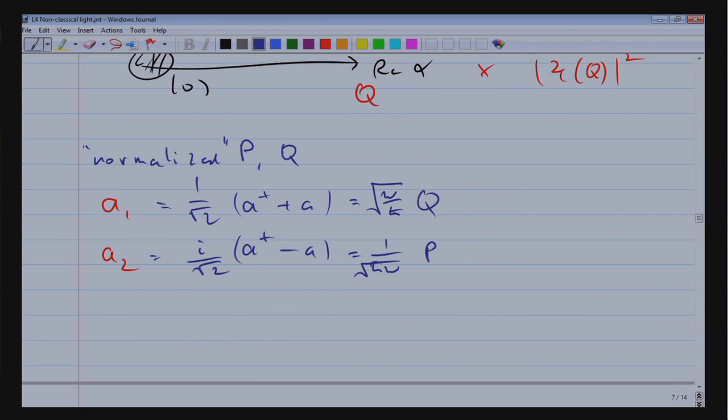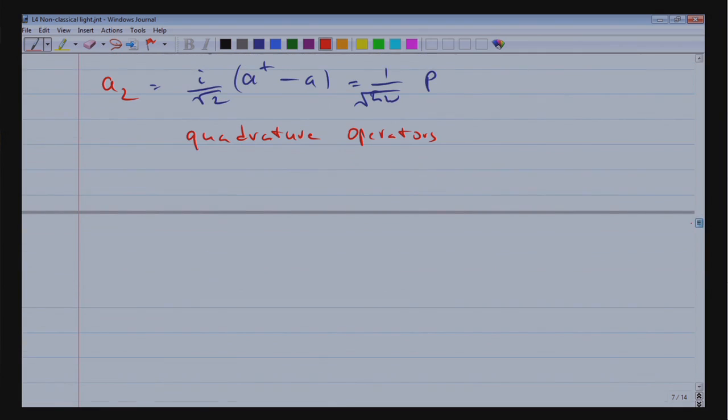So what is important here is that A1 and A2, forget about PQ now, they are equivalent, but for the electromagnetic field, A1 and A2 have a very direct interpretation. They are called the two quadrature operators. And what I mean by that becomes clear when I use the Heisenberg representation for the electric field.